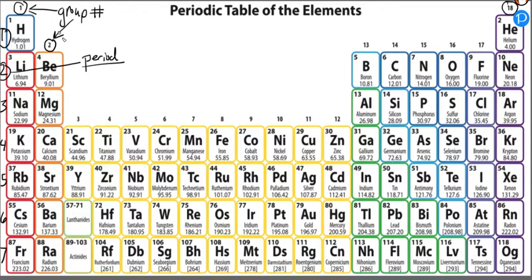The actual halfway point, and I'm going to get a different color to do this, for the periodic table would actually be over here. I'm going to draw a kind of staircase on the periodic table, and if I follow this line down like so, all the way down to about here, this is the dividing line for the periodic table.